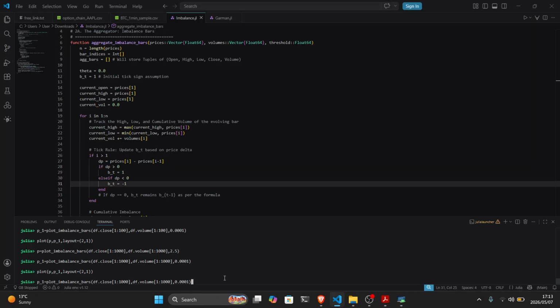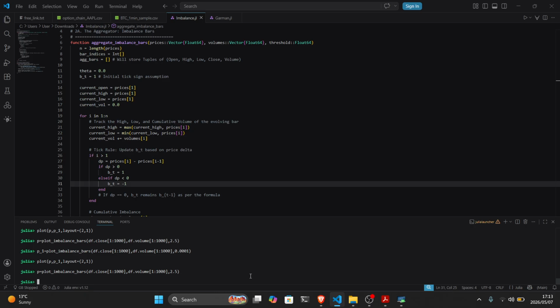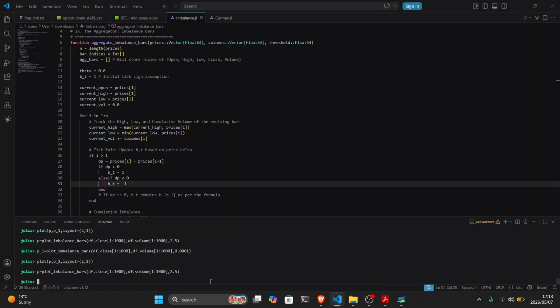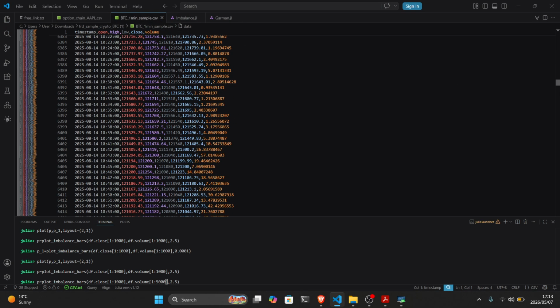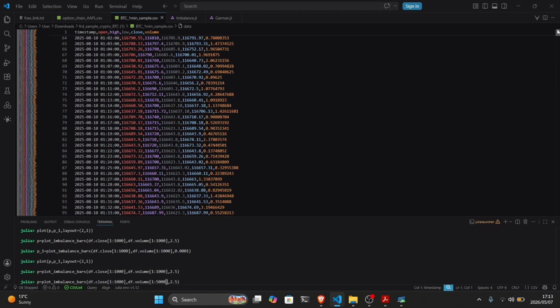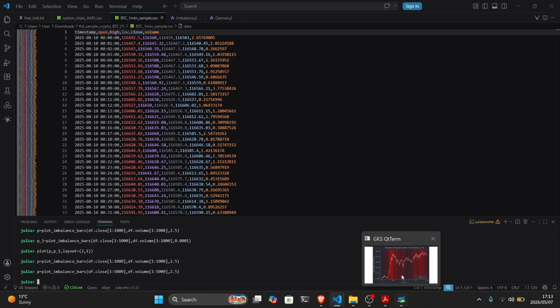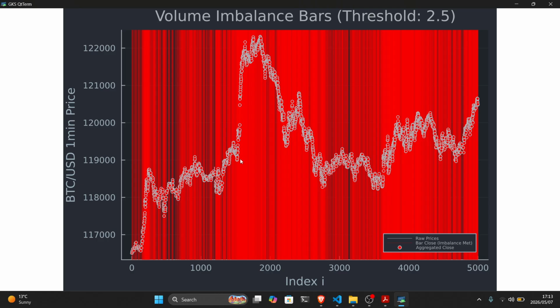Now, I'm going to just be looking at a threshold of 2.5 or play around that range. Let me just increase the number of entries to 5,000. Wait, how many entries are even in this data set? Okay. Isn't that beautiful? You can see all the periods where the imbalance was met and it wasn't met.